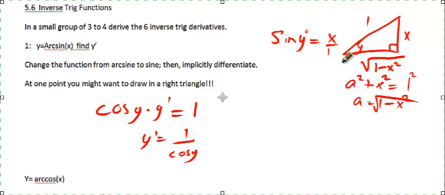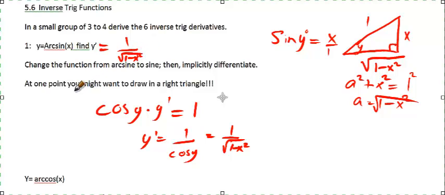Okay, well, what in the world is cosine of y? Well, now I have to look back at my picture. So cosine is adjacent over hypotenuse. So what we have is 1 divided by the square root of 1 minus x squared. And that's really it. So the derivative of arcsine is just going to be 1 divided by the square root of 1 minus x squared.